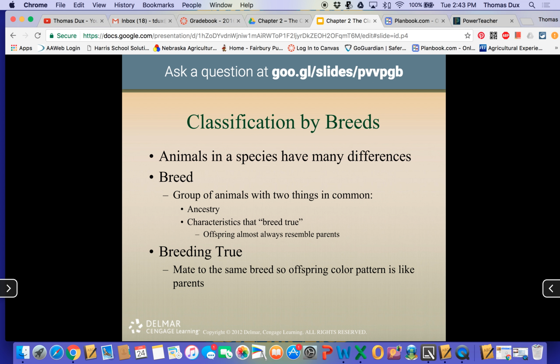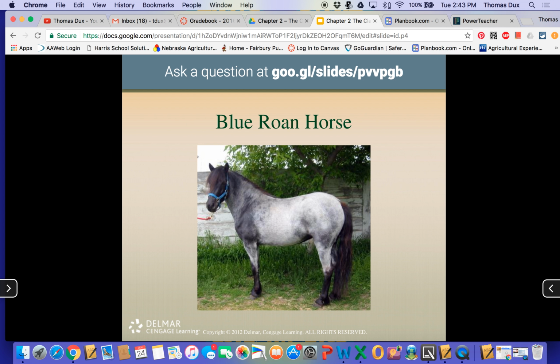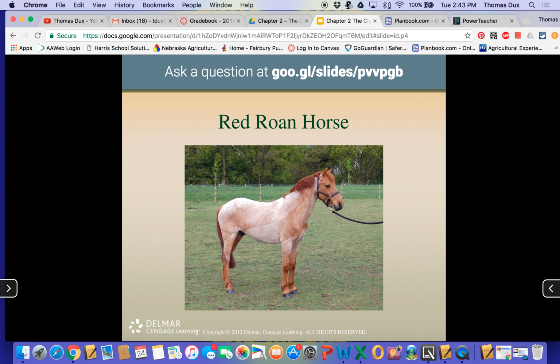That is a purebred animal. Breeding true means that you are going to mate two animals of the same breed. So for instance, we'll look at some different classifications here. This is an example of a blue roan horse. There's also a red roan horse.